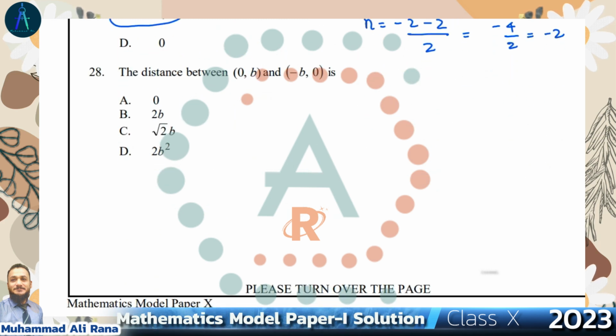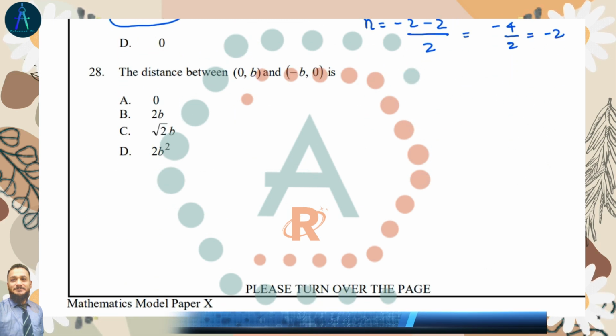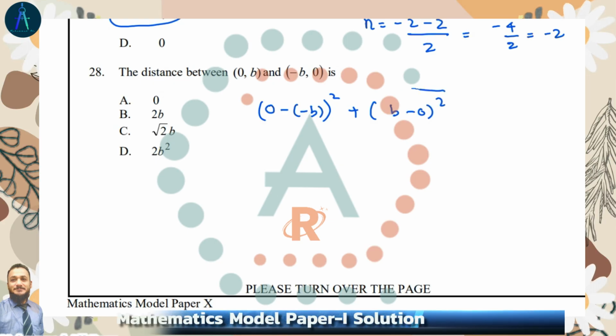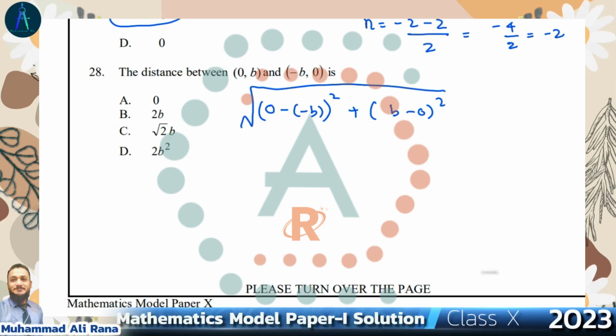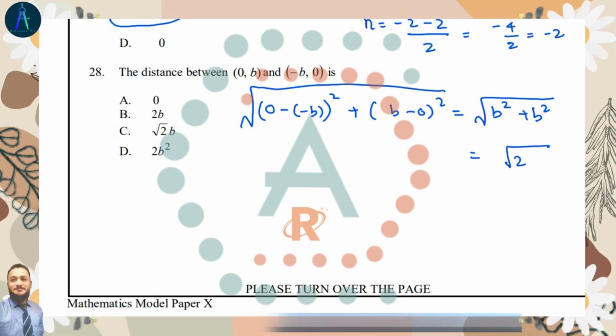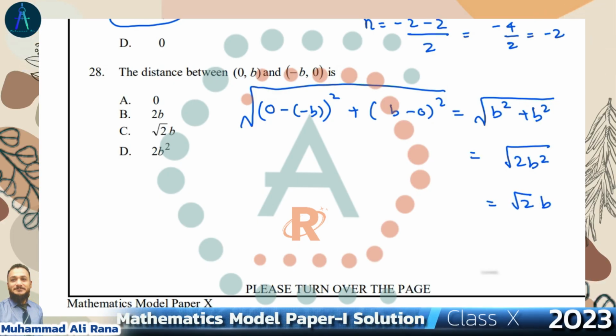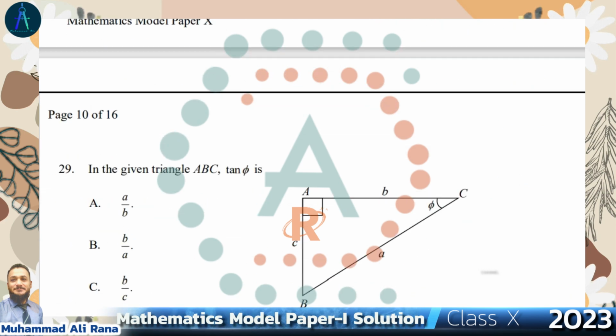The distance between these two points (0, b) and (-b, 0): 0 minus (-b) whole square plus b minus 0 whole square. So in this way we will get b square plus b square, or we can write it as 2b square, or square root of 2b. So the right answer will be option C.